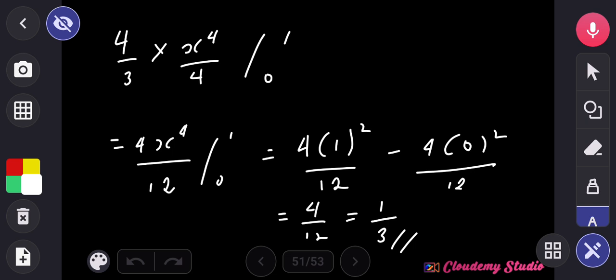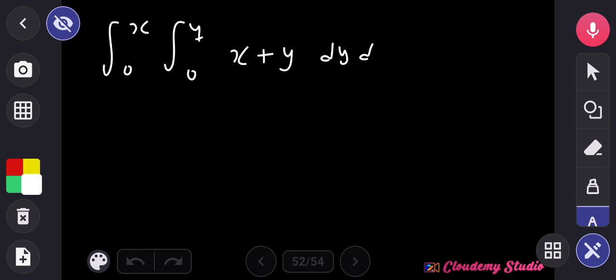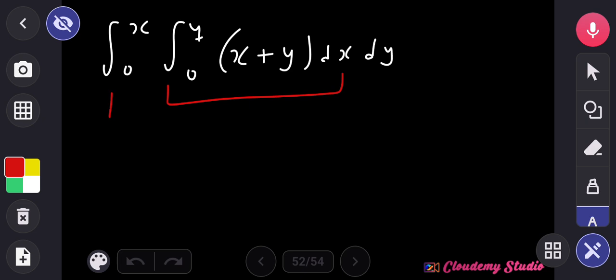Let us take another example. Let's say we have x here, 0 here, y here, 0 here. Then we have x plus y dx dy. How do we do that? The first thing I will do, draw a line from here to here, a line from here to here. So we are going to integrate with respect to x first, then with respect to y.